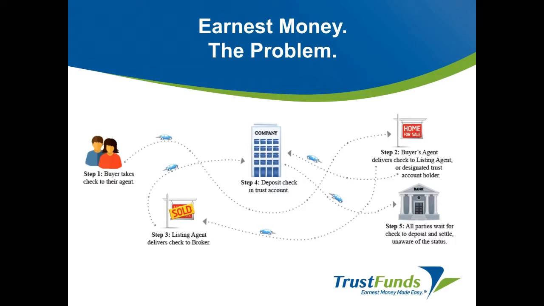Your part as the broker is to match up the paper checks with executed purchase agreements, record and track all that information, and deposit the check into your trust account within 3 days. And all the while, both agents and brokers are not fully aware of the status of that earnest money. It's a messy, time-consuming, and quite frankly, very unsecure process. That's why there's Trust Funds.